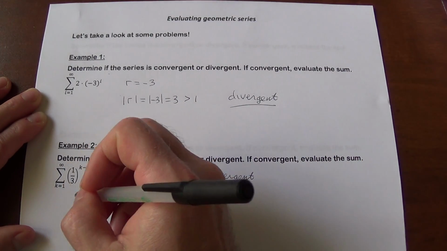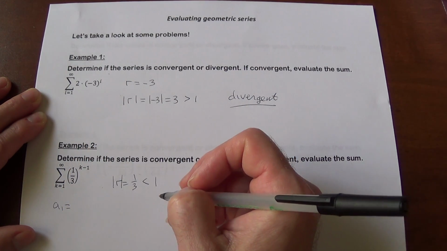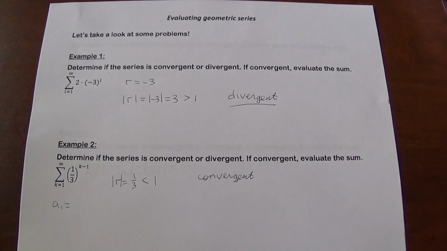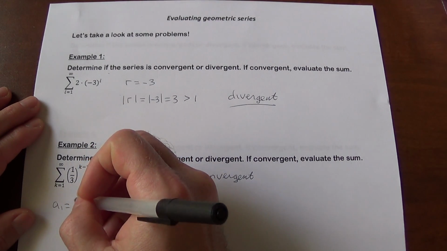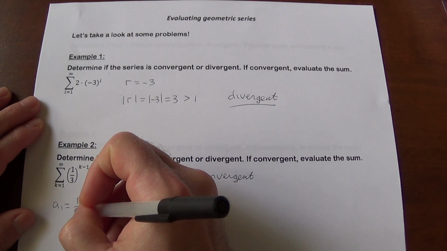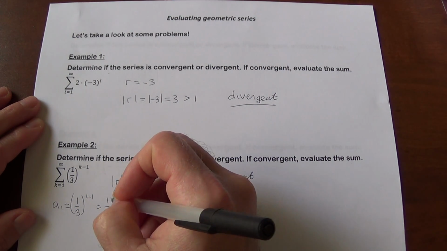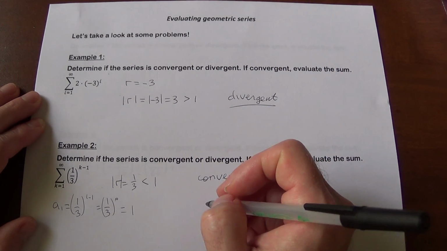We do need to find the value of the first term. Substitute 1 into the formula, and that will give you 1, because you're going to be doing 1/3 to the power of 1 minus 1. That is 1/3 to the power of 0. That's 1.